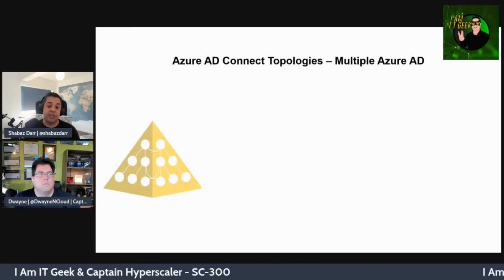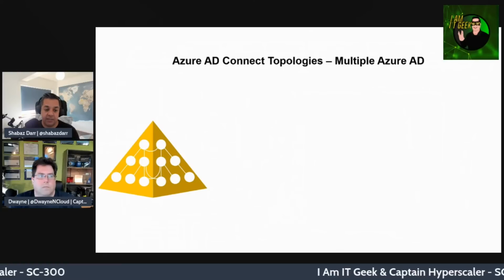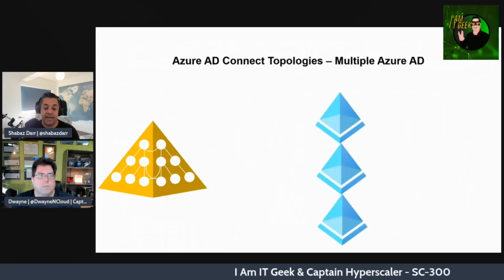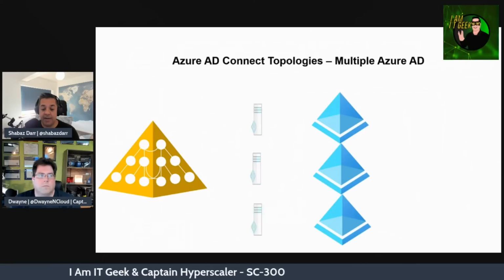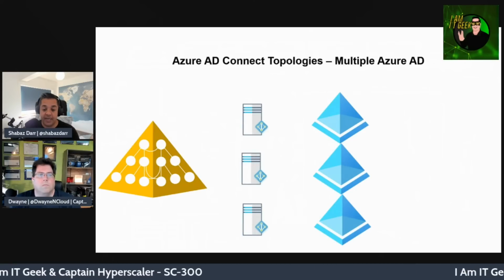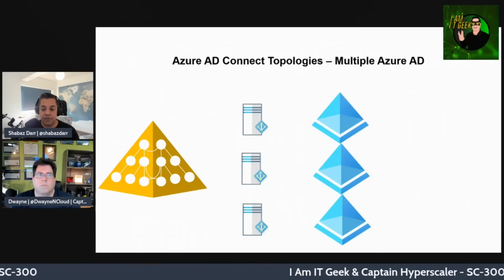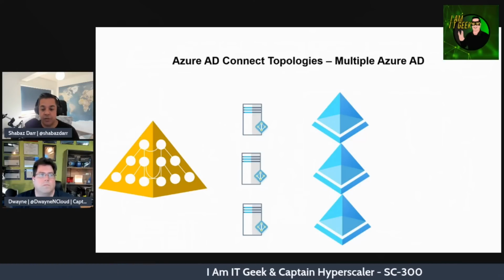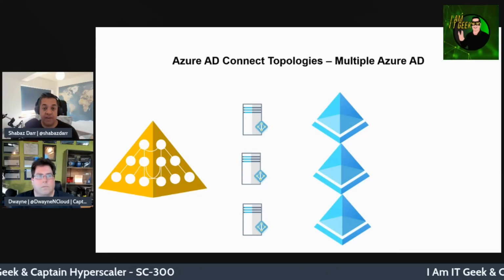Then we have multiple Azure AD tenancies. So this topology is implemented in the following cases. Azure AD Connect can synchronize the same users, groups, and contacts from a single Active Directory to multiple Azure AD tenants. These tenants can be different Azure environments, such as the Azure China environment, Azure Government environment, and so on. But they could also be in the same Azure environment, such as two tenants that are both in Azure Commercial.